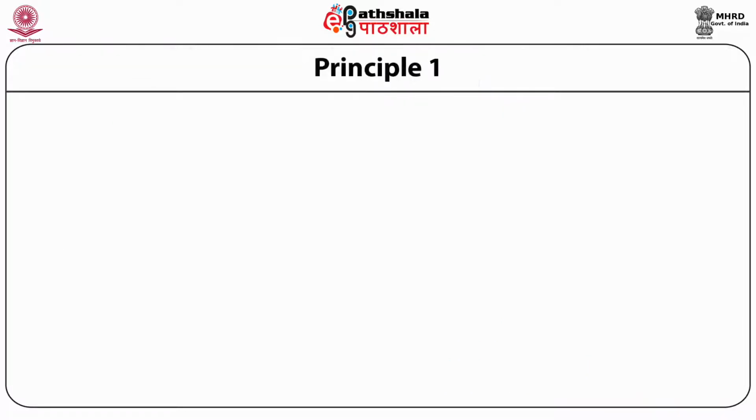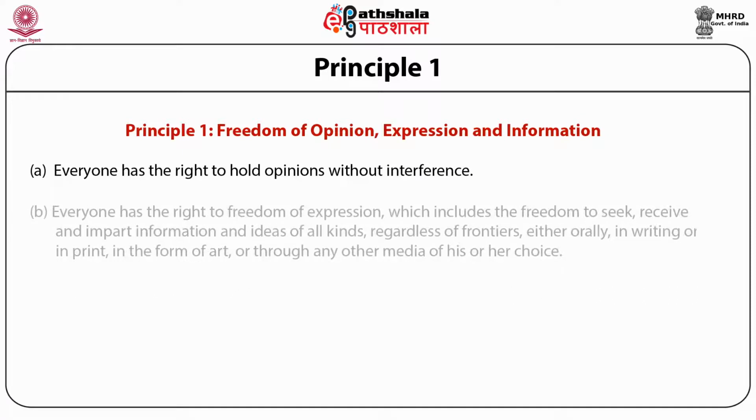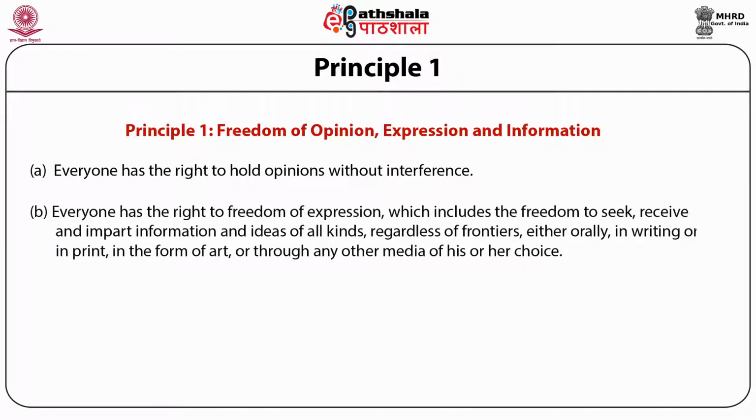Therefore, let us consider some of the Johannesburg Principles in detail. Principle 1 goes as follows: freedom of opinion, expression, and information. A. Everyone has the right to hold opinions without interference. That's essentially a reproduction of Article 19 of the ICCPR. B. Everyone has the right to freedom of expression, which includes the freedom to seek, receive, and impart information and ideas of all kinds, regardless of frontiers, either orally, in writing, or in print, in the form of art, or through any other media of his or her choice. Again, a verbatim repeat of Article 19.